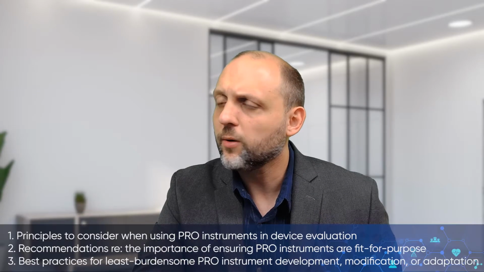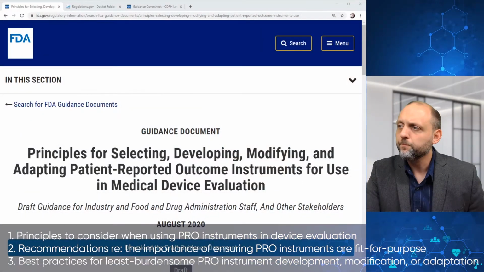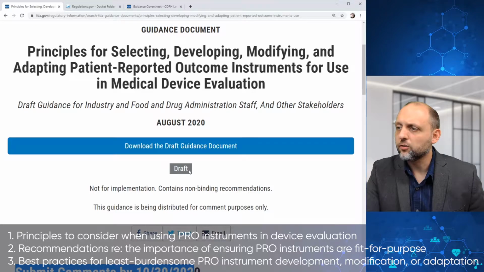I'm David Pudwill, and today we're going to be talking about FDA's recent guidance document, which was published in August of 2020, titled Principles for Selecting, Developing, Modifying, and Adapting Patient-Reported Outcome Instruments for Use in Medical Device Evaluation. If we go ahead and open that up, we can pull that up right here. And here we can see, if we scroll down, that this is a draft guidance document. It's not for implementation, contains non-binding recommendations, and this guidance is being distributed for comment purposes only.